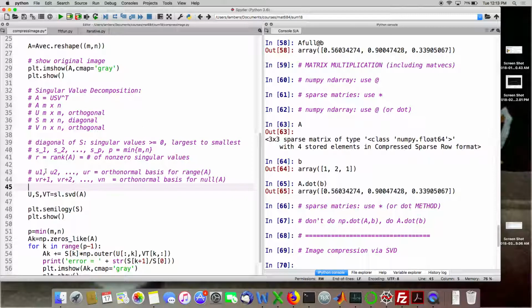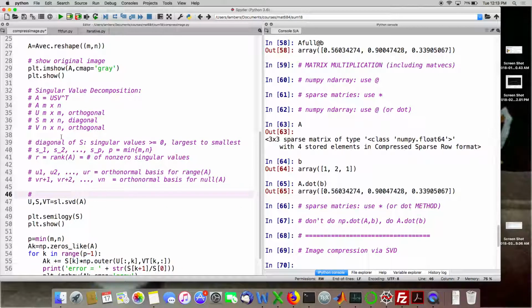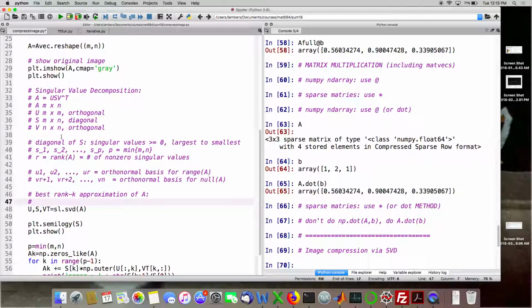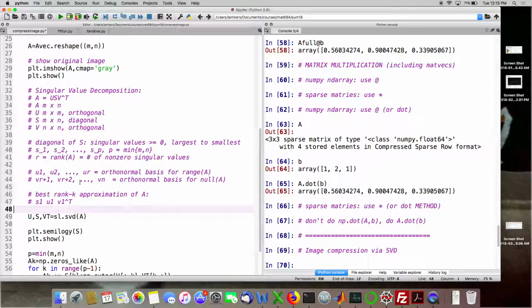So the columns of U are the left singular vectors, the columns of V are the right singular vectors. But how this helps us for compression: the best rank K approximation of A is you take the largest singular value, the corresponding left singular vector, and then the transpose of the corresponding right singular vector, and then you keep going. Same thing for the second singular value, and you keep going all the way up to S_K, U_K, V_K transpose. So here we have K terms that are the best rank K approximation.